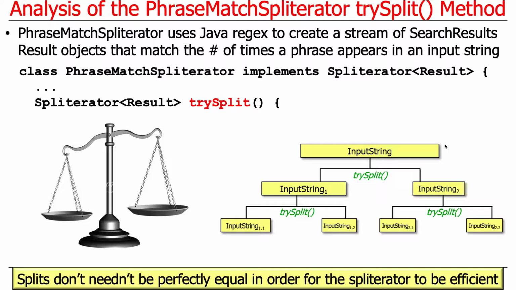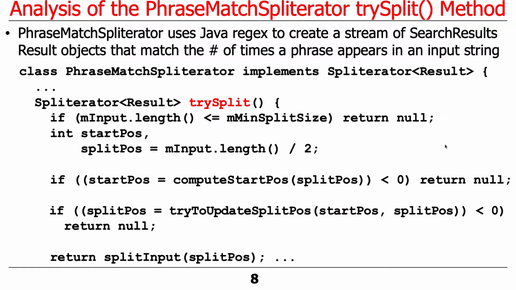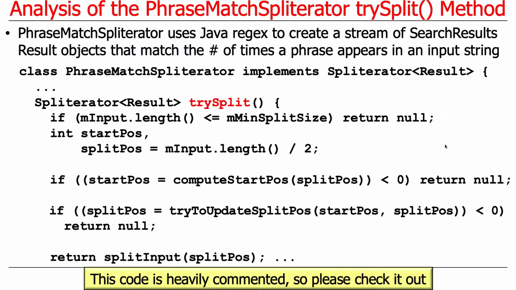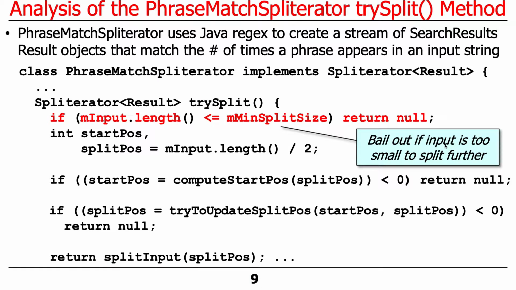So here's what it looks like. We're going to start off with this code here. I recommend you read the actual code if you really want to see it. It's very heavily commented, more than I'm going to show you, because the comments don't fit on the slides. The first thing we're going to do is check to see if the input is too small to be split any further.